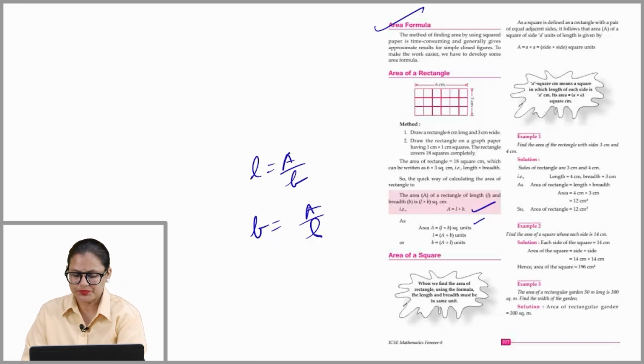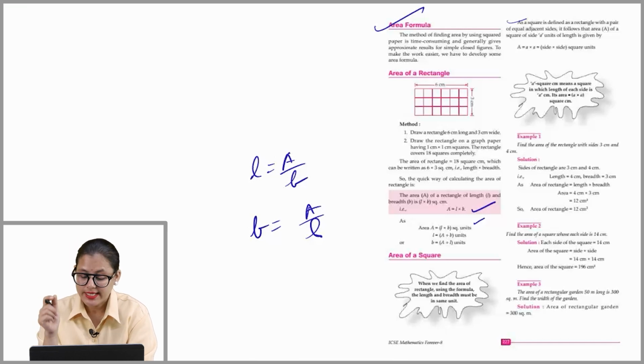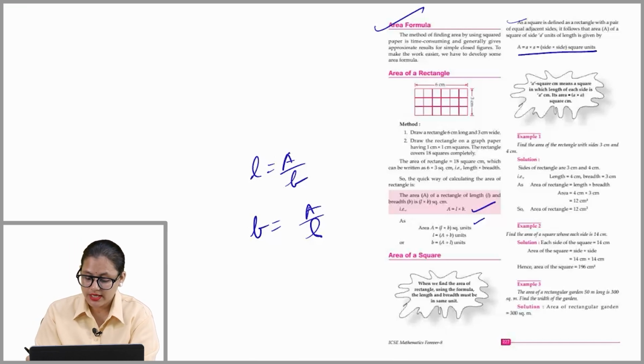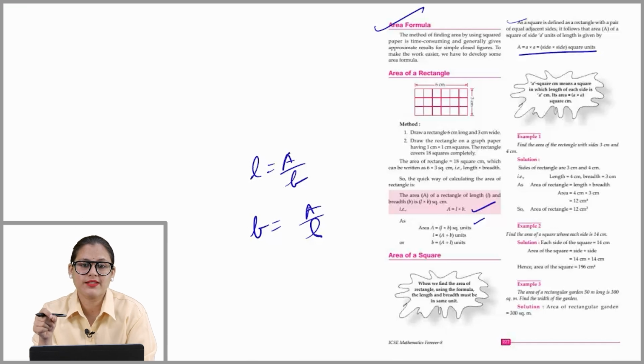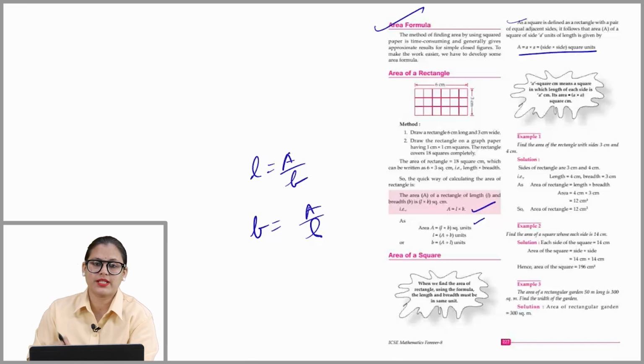Remember that. As a square is defined as a rectangle with a pair of equal edges and sides, it follows that the area of a square of side A units of length is given by A into A, that is side into side, or you can say side square. A square centimeter means a square in which the length of each side is A centimeter. Its area is equal to A into A square centimeter.